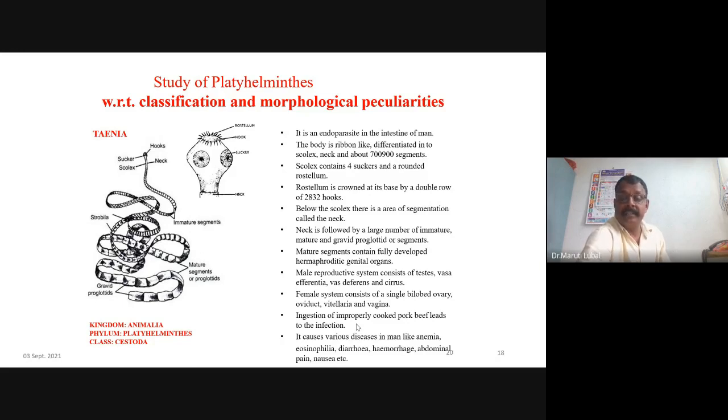It causes various diseases in man like anemia, eosinophilia, diarrhea, hemorrhage, abdominal pains, nausea, etc.